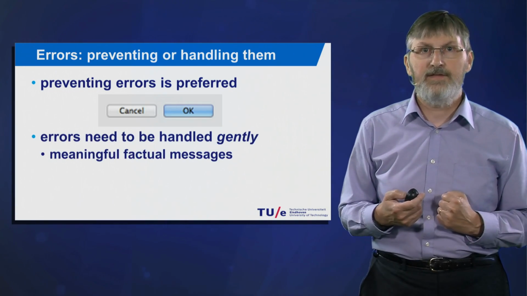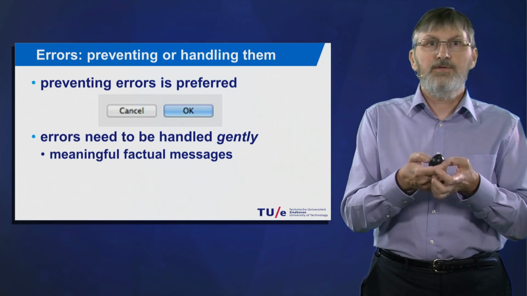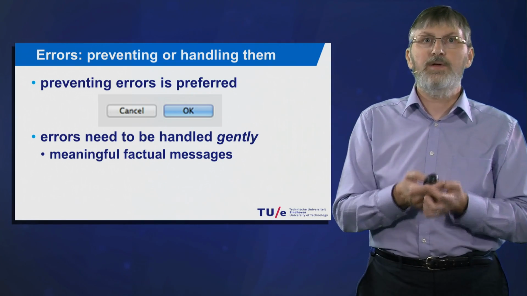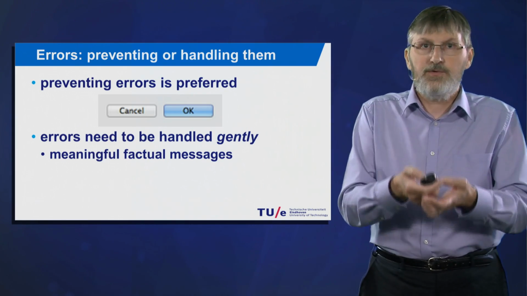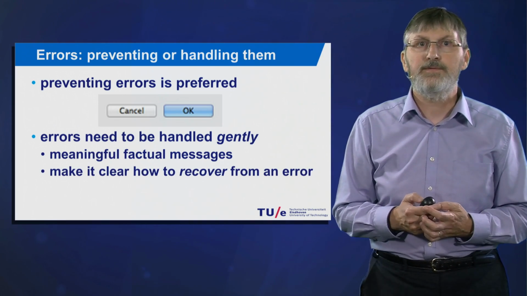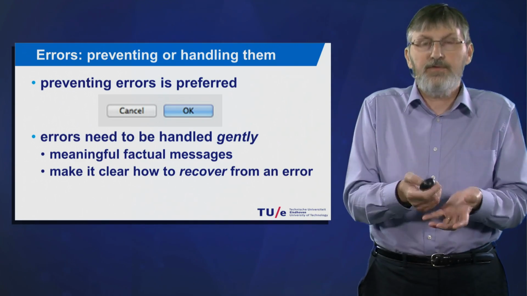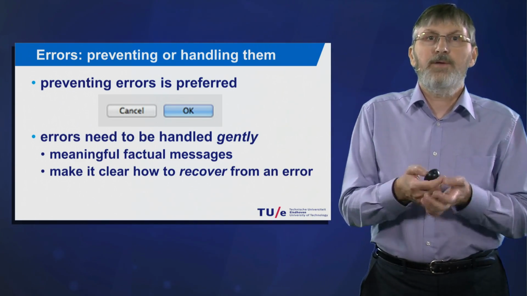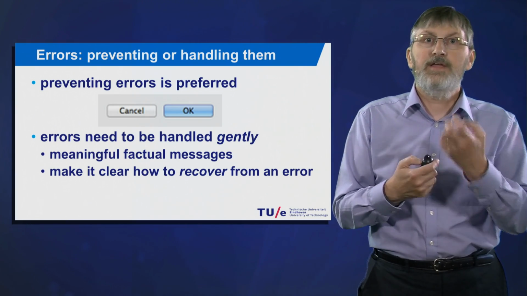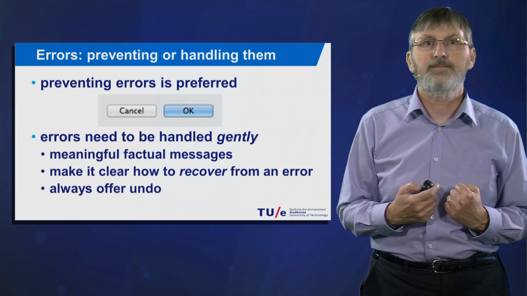Errors need to be handled gently, meaning that we should tell the user, first of all, what is really going wrong. And we should do that in terms that are meaningful for the user. We should also make it clear how to recover from the error. If something went wrong, how can we correct it? The existence of undo facilities is very important here.